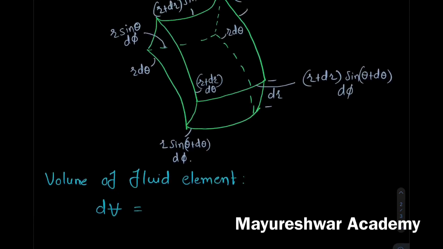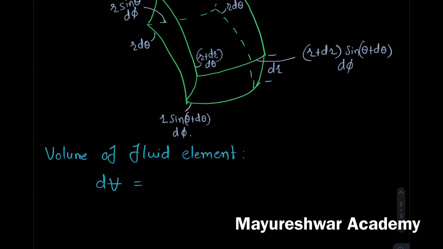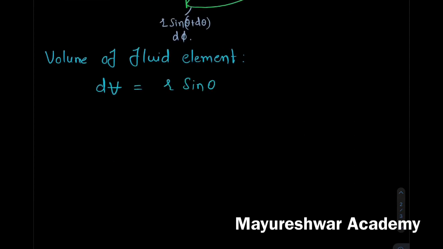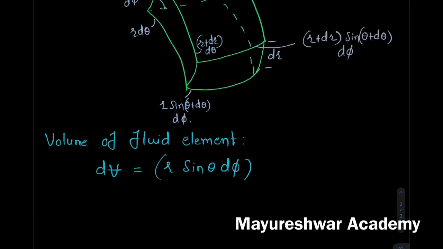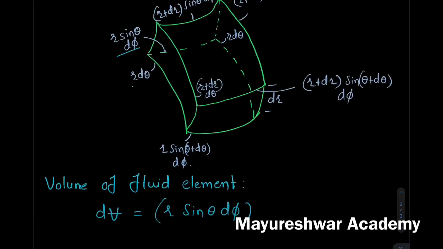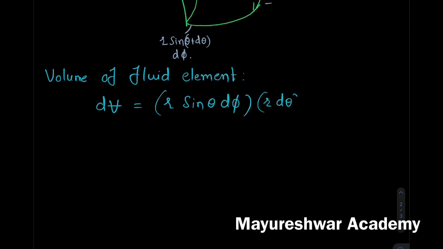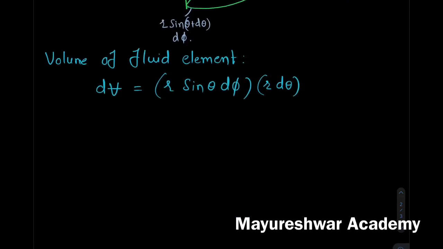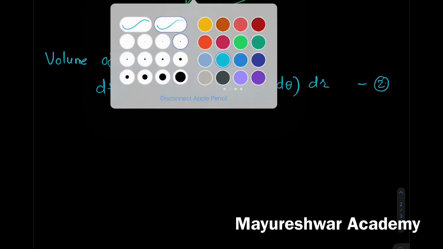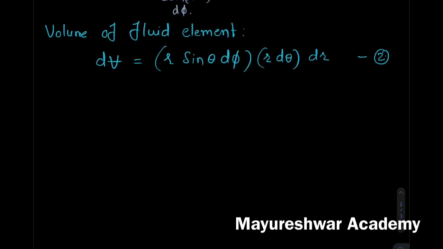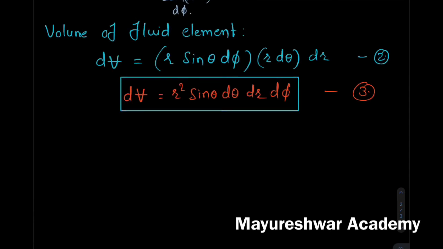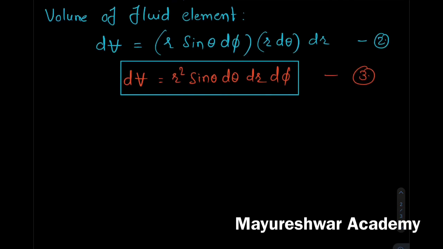dV is equal to, now this length, which is going to be r sine theta d phi, multiplied by the other length, which is r times d theta, and multiplied by naturally the height, which is dr. So dV comes out to be r square sine theta d theta dr d phi. So that's the volume. So let us identify, we are going to use it further. So that's the volume of fluid element.